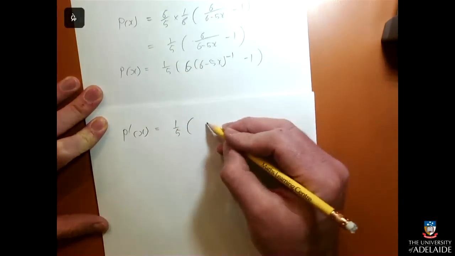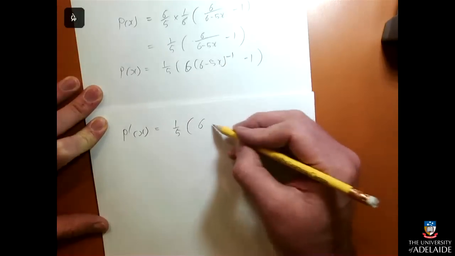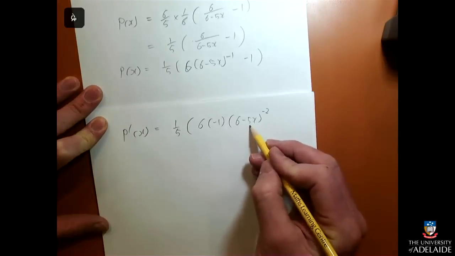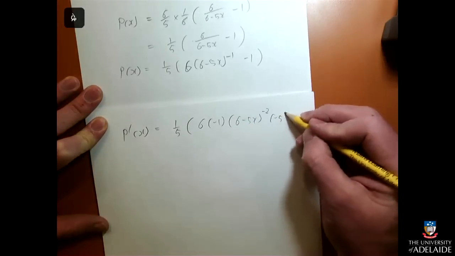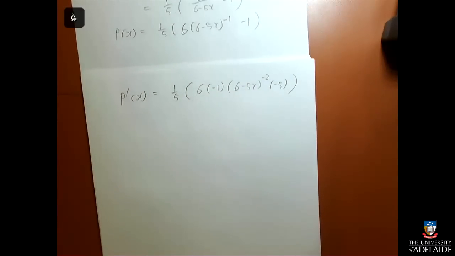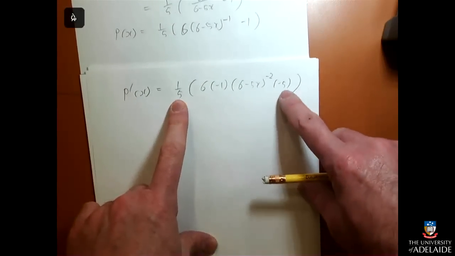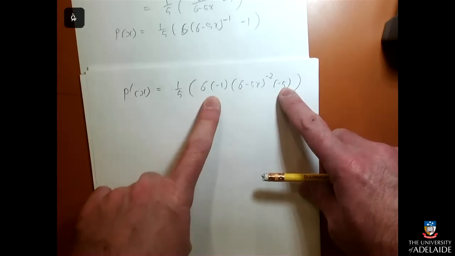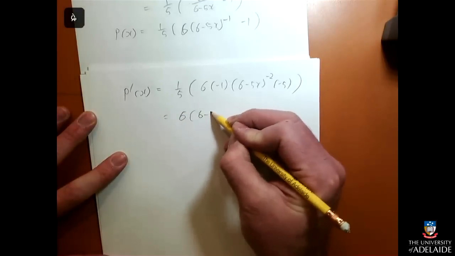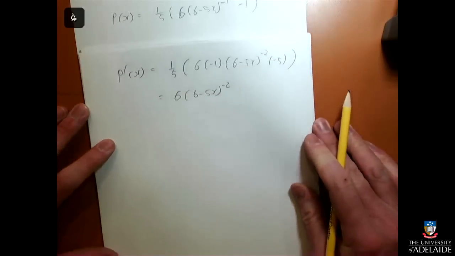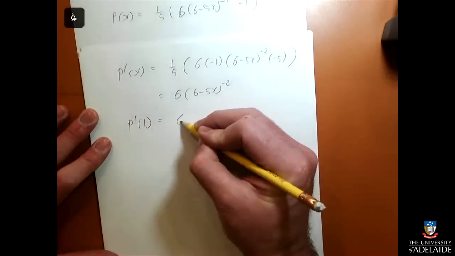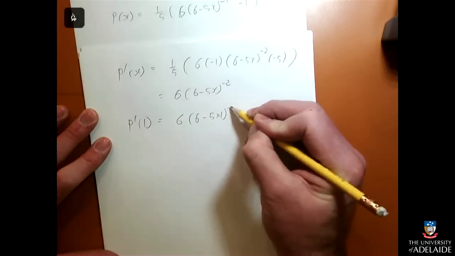This 6 is a constant multiplied on, so it'll still be there. We have thing to the power of minus 1. But I have to multiply by minus 5 because of the chain rule, and the derivative of minus 1 is 0. Okay, so this 5 cancels out that 5, that's cool. This minus cancels out that minus. So I've got... Okay, so p dashed of 1 is 6 times 6 minus 5 times 1 to the negative 2.